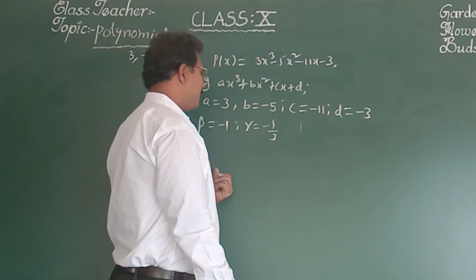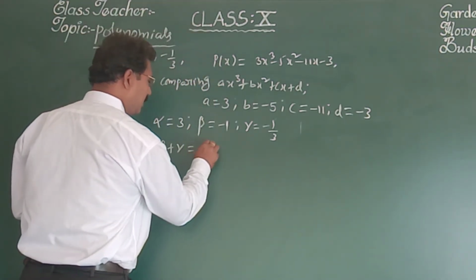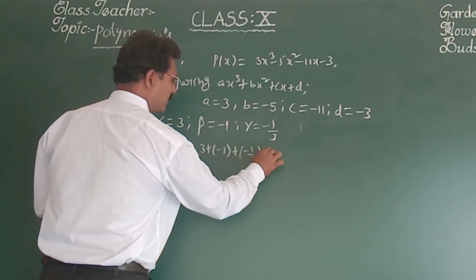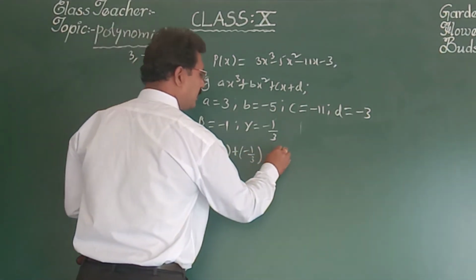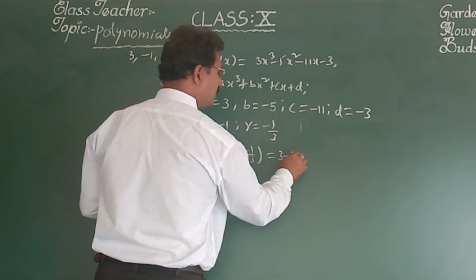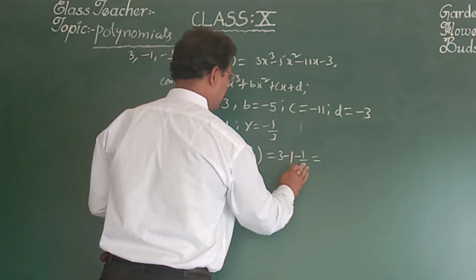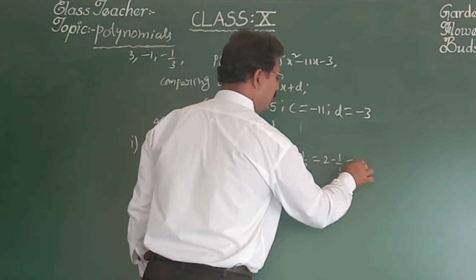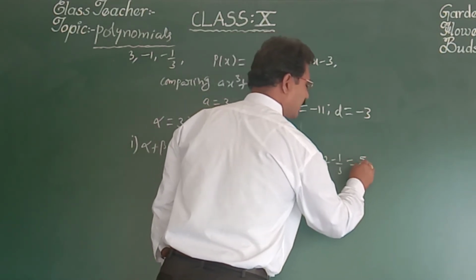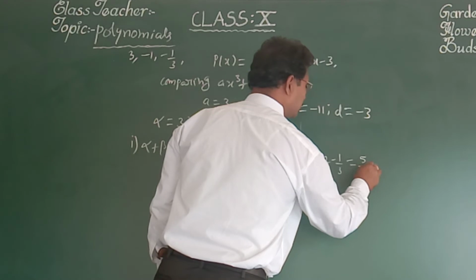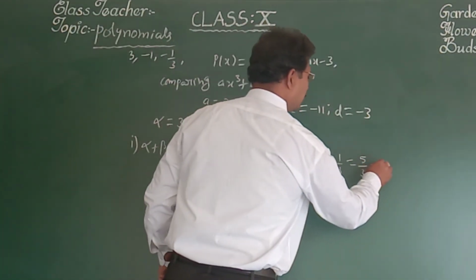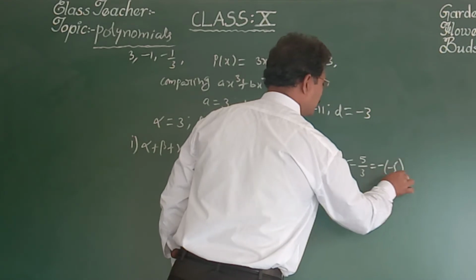Sum of the roots, alpha plus beta plus gamma, is equal to 3 plus minus 1 plus minus 1 by 3. That is 3 minus 1, which is 2, and 2 minus 1 by 3 is 6 minus 1, which is 5 by 3. Shall I write this 5 by 3 as minus of minus 5 by 3?